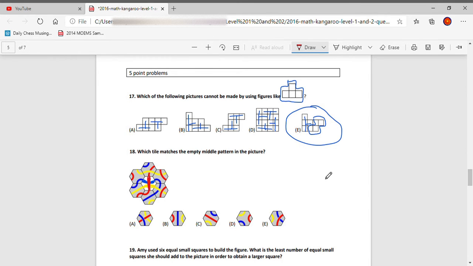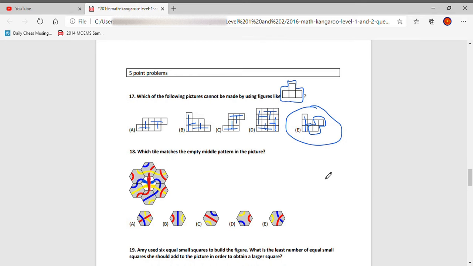Now, the picture has a straight red one, then a curved blue one, and a curved yellow one. So A matches all this. B has a straight blue one, so no. C, the red one goes on top of them, so no. D, no straight red. E, no straight red. So the answer for number 18 is A.